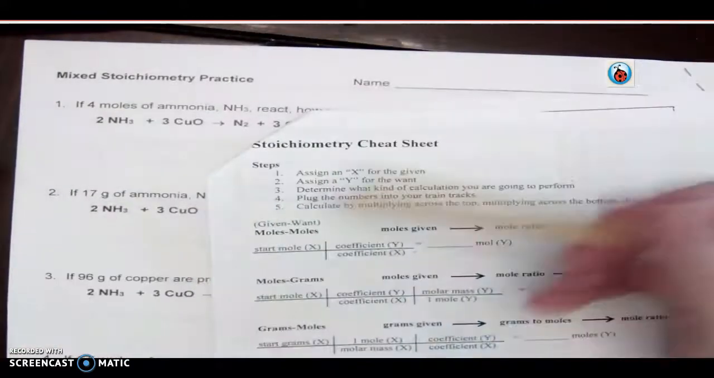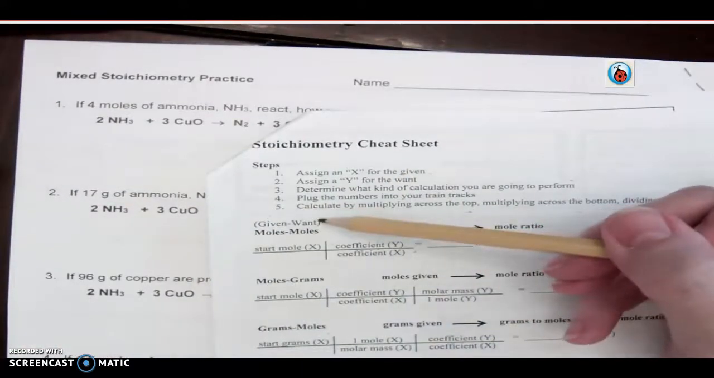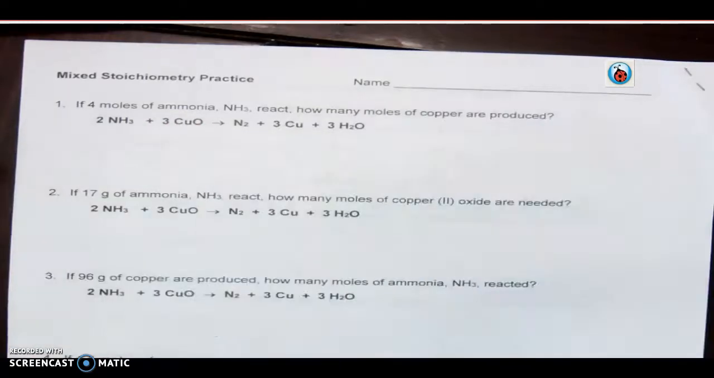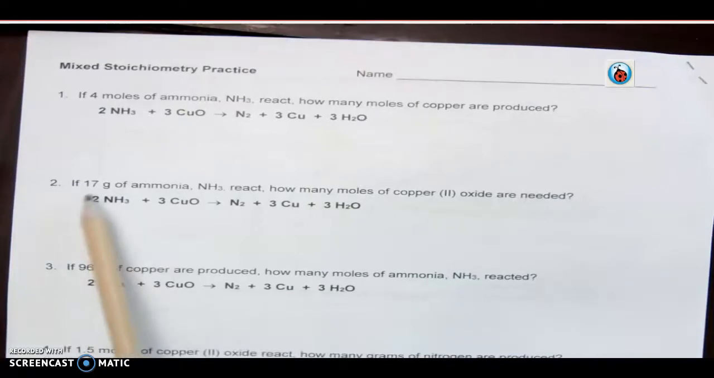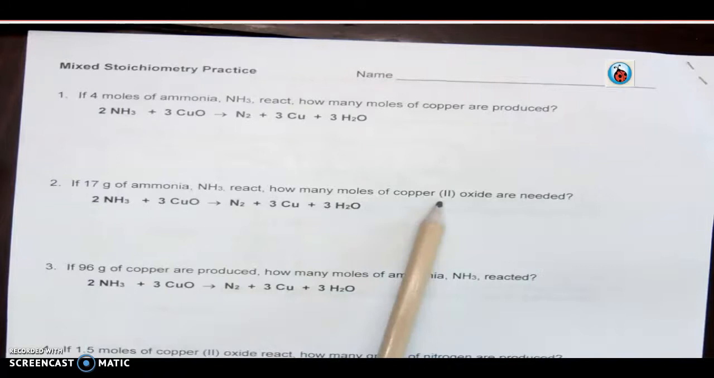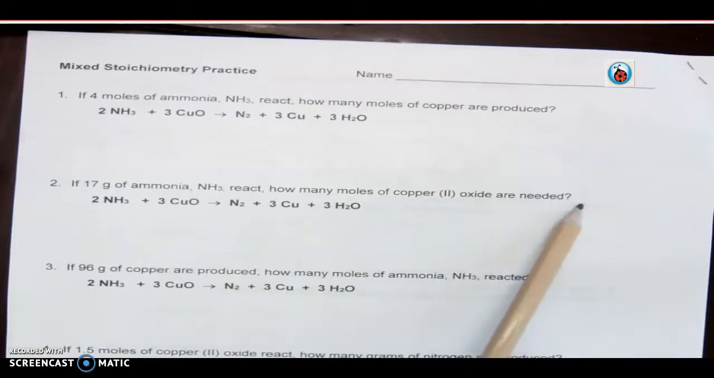Okay, so pick out, what do I know, what do I want to know? Just like here, what's the given, what is the want, and then we know what we're going to do. Okay, so for example, let's look at number 2. It says 17 grams of ammonia, and it's telling you ammonia is this NH3, react. How many moles of copper 2 oxide are needed?